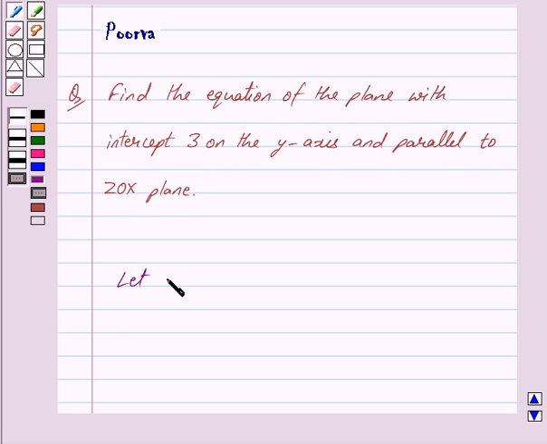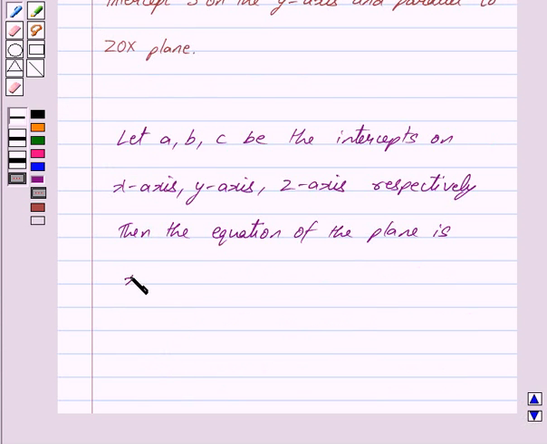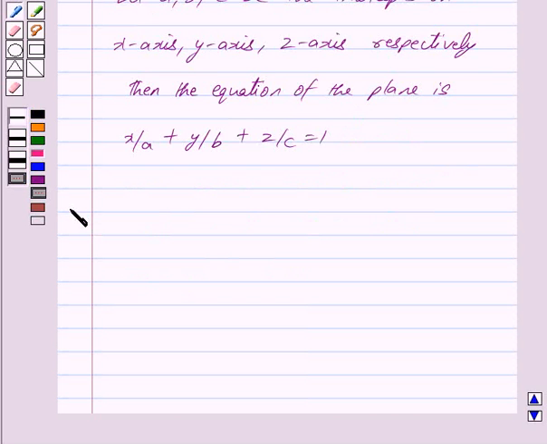Let a, b and c be the intercepts on x-axis, y-axis and z-axis respectively. Then the equation of the plane is given by x upon a plus y upon b plus z upon c is equal to 1. So, this is the key idea behind our question. Let us begin with the solution now.